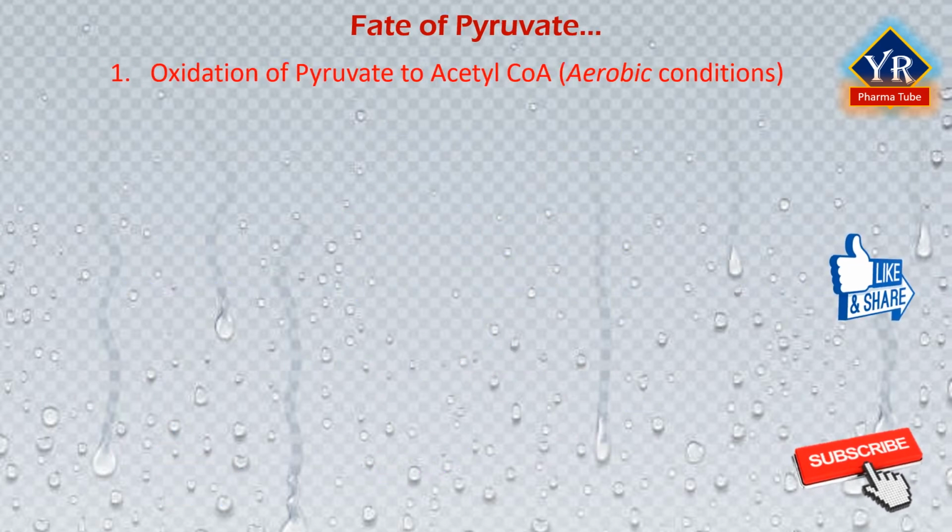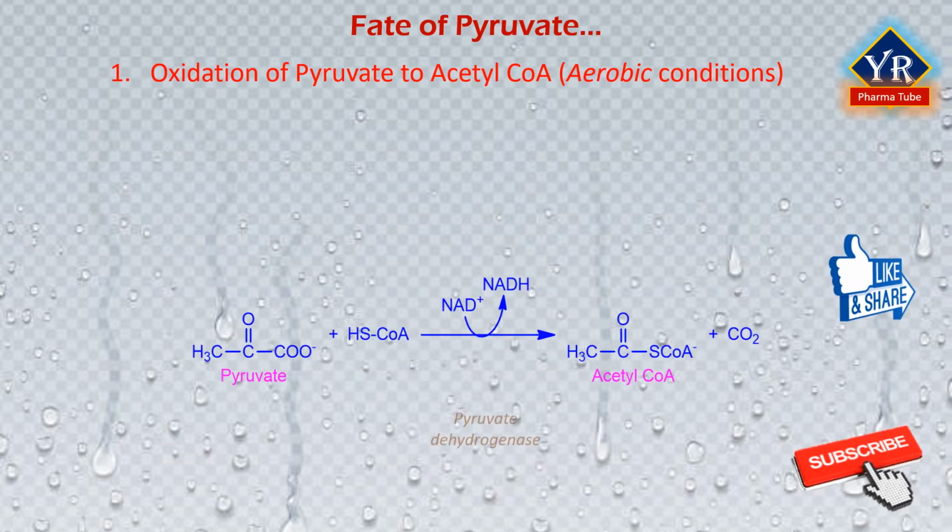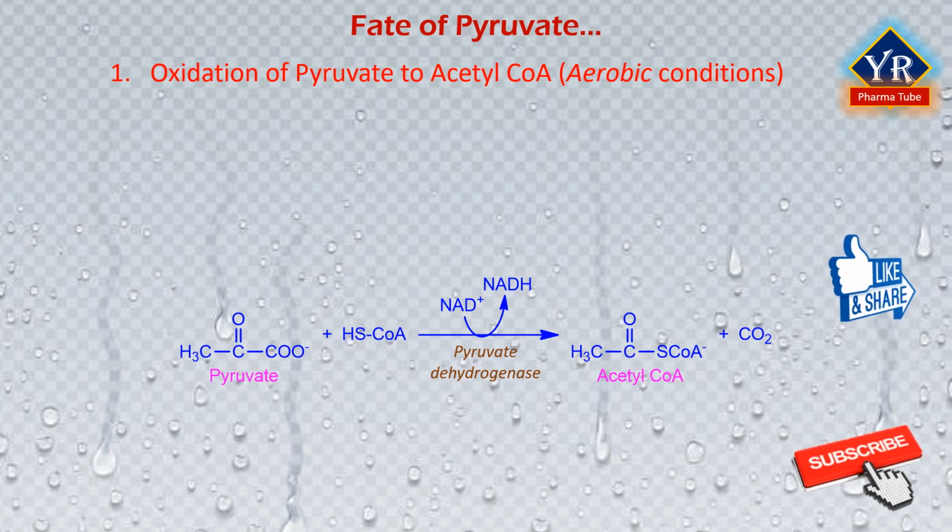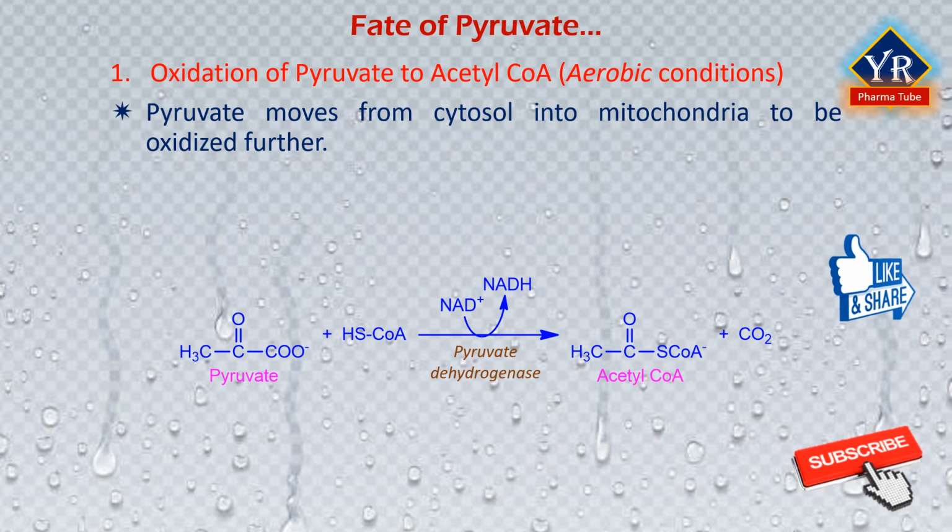Oxidation of pyruvate to acetyl-CoA. In glycolysis, 2 ATP are generated when one glucose molecule is converted to 2 pyruvate molecules. However, much more energy is obtained from glucose when oxygen levels are high in the cells. Under aerobic conditions, pyruvate moves from the cytosol into the mitochondria to be oxidized further.